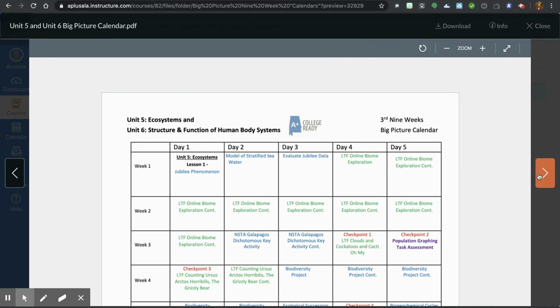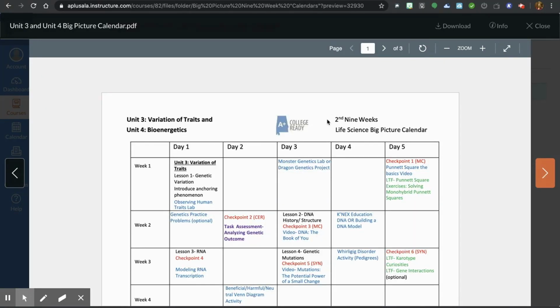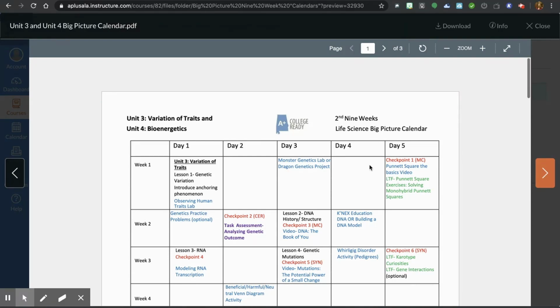When navigating Canvas, if you use these arrows on the side, it will move you to the next page. Unfortunately, these are not in order. If you notice, this is the third 9 weeks Big Picture calendar. And here we find the second 9 weeks Big Picture calendar.